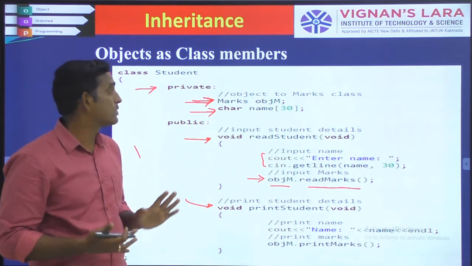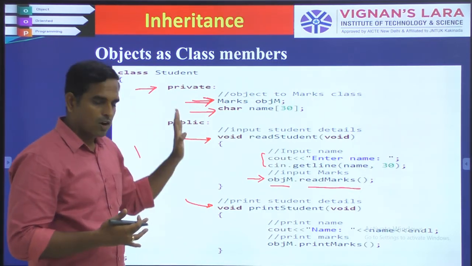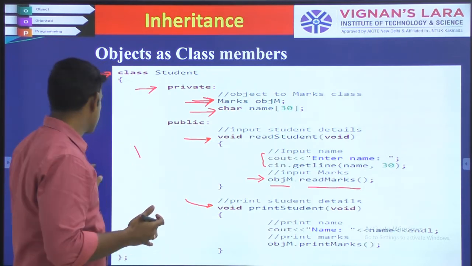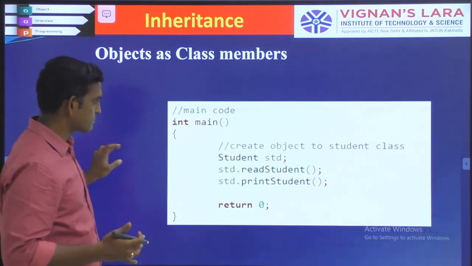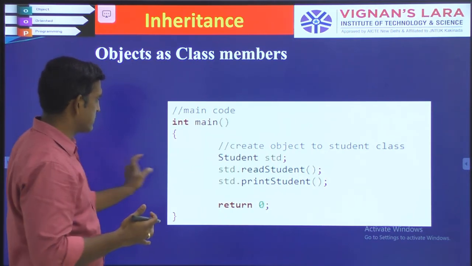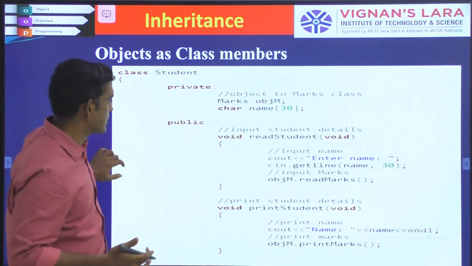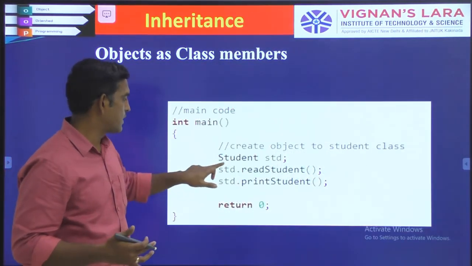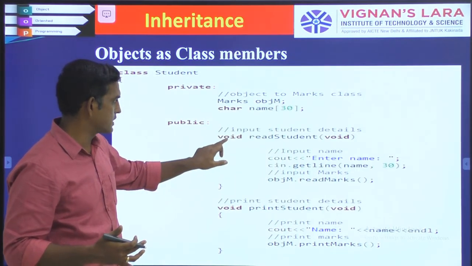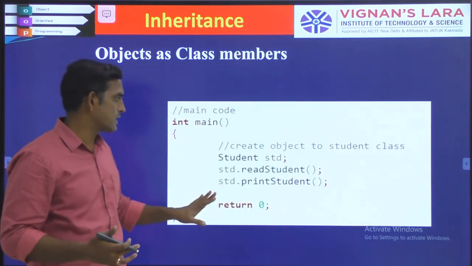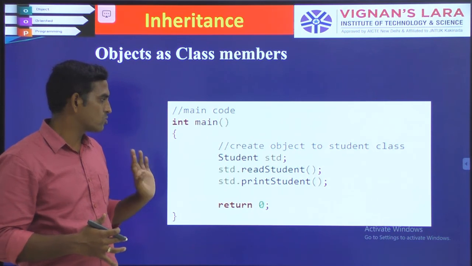So this is about class members, that is objects acting as class members. So in this session, this is the main method what you have to understand. This is a student class. With this student class you are creating the object for your student and you are calling these two methods, that is the read student method and print student method. So those are straightforward. Inside the main you are going to call those two methods.